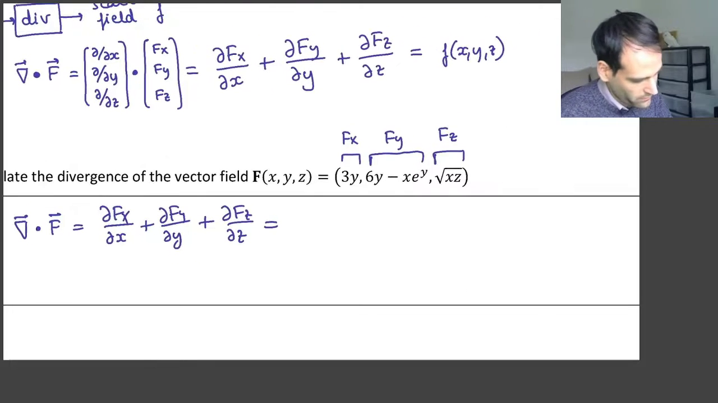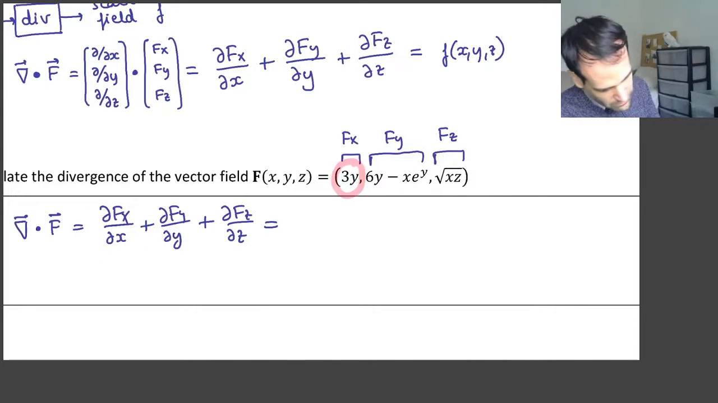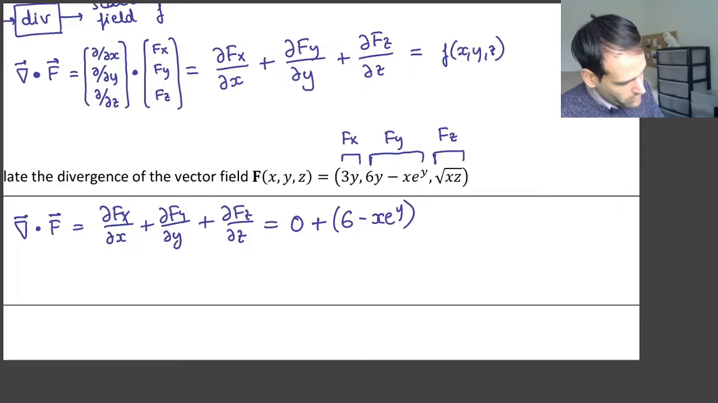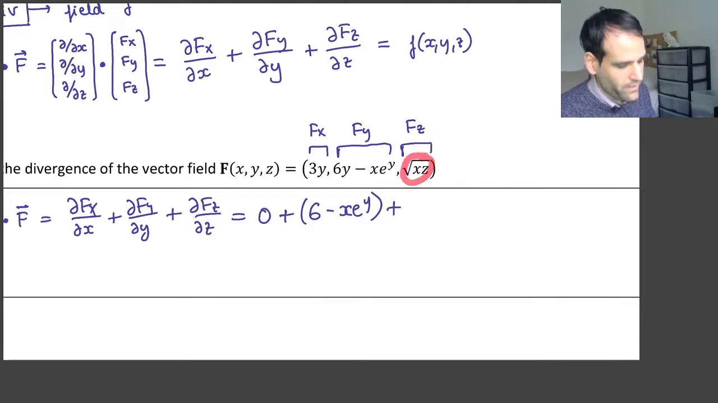So now we have to calculate those partial derivatives. So what's the partial of f of x with respect to x? F of x is 3y. What is the partial of 3y with respect to x? It's 0. Plus the partial of f of y with respect to y. So what is the partial derivative of 6y minus x e to the y with respect to y? So it's going to be 6 minus x e to the y, right? Because we are treating x as if it was a constant, and it's multiplying an exponential of y, whose derivative is the exponential of y. And then plus this third term here, which is the partial derivative of f of z with respect to z. Okay, so we need to do the derivative of xz.